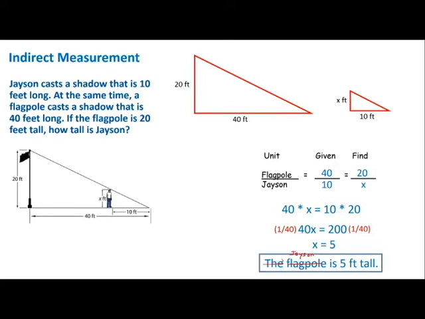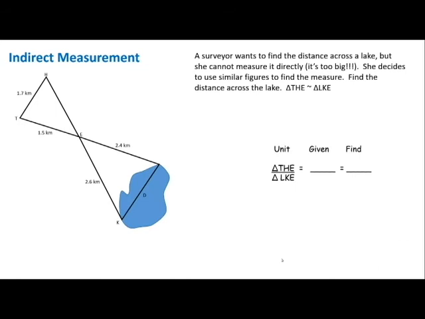Again, here is going to be another example. You might want to pause this and try it on your own. It does look a little bit different, so I am going to walk through this one slowly as well. This is a surveyor problem. A surveyor wants to find the distance across the lake, but she cannot measure it directly. It's too big. Think about that.